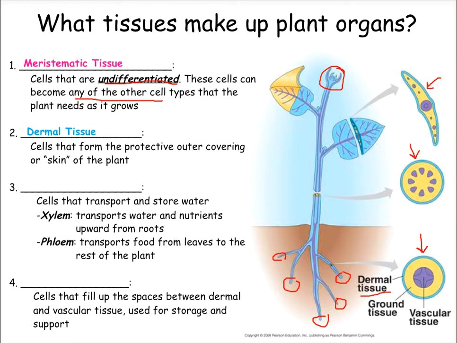Our next plant tissue is one we've discussed before, vascular tissue. Vascular tissue's job is to transport and store water. As we've already mentioned, there are two types of vascular tissue, xylem and phloem.